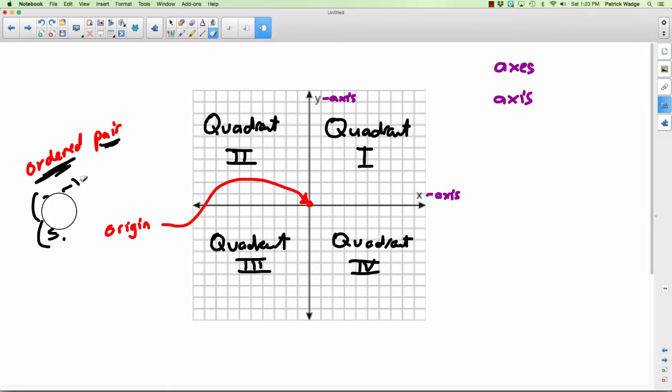All right, let's go back and talk about the origin for a second here. This ordered pair for the origin is 0, 0. Okay, that right there, if you wanted to represent that point, it's 0, 0.